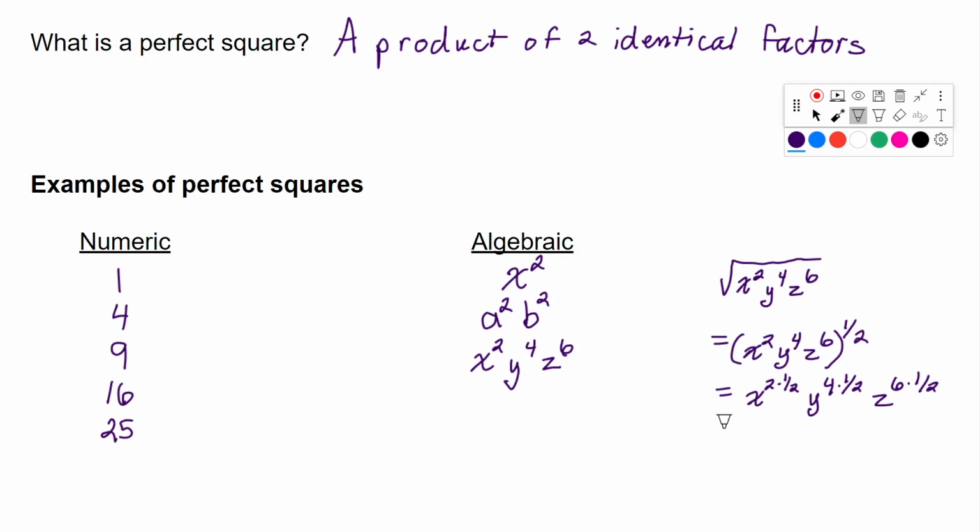When I multiply 1/2 times each of those, I get exponents that aren't decimals or fractions anymore. 2 times 1/2 is 1, 4 times 1/2 is 2, 6 times 1/2 is 3. Keep in mind that I don't have to write an exponent of 1. I could just write x y squared z cubed. So any even numbered exponent, any even power, is going to be a perfect square.